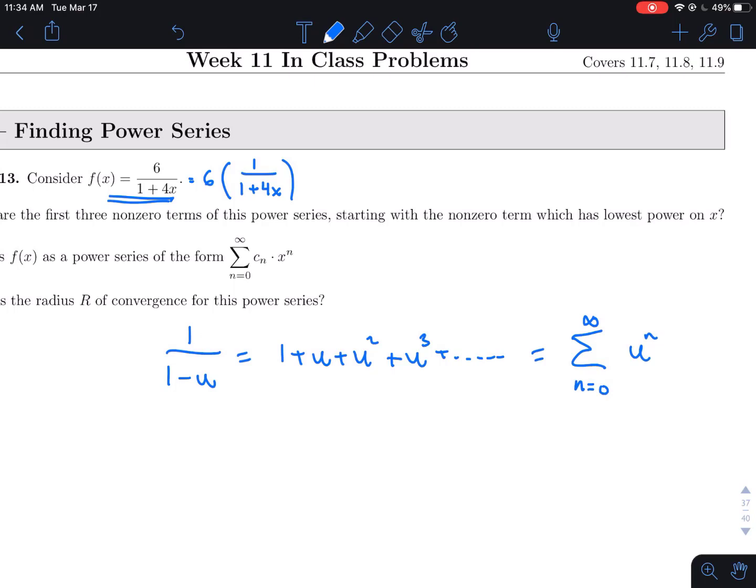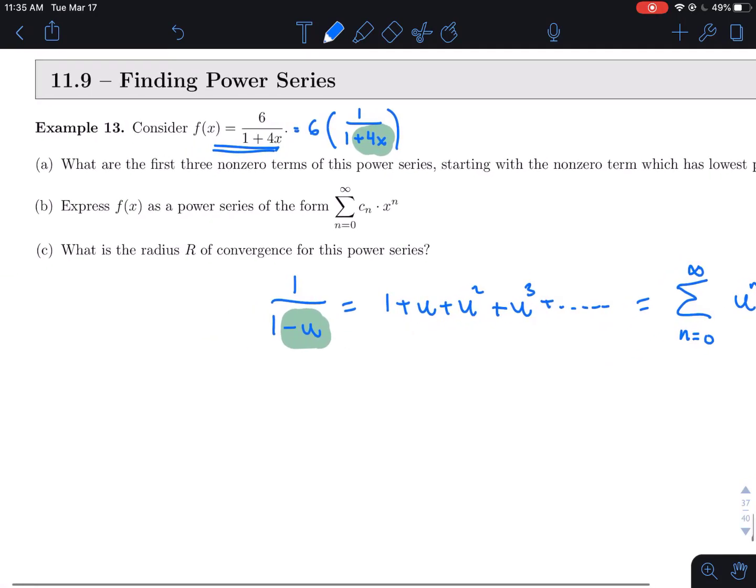Okay, and so we would like this bit right here, the plus 4x, to be the same thing as this minus u. And so we're going to do a mini u substitution. We're not taking derivatives or any integrals or anything like this. We're just trying to substitute in here. So I would like negative u to be the same thing as 4x, and so we can rearrange a little bit and see that u is going to be equal to negative 4x.